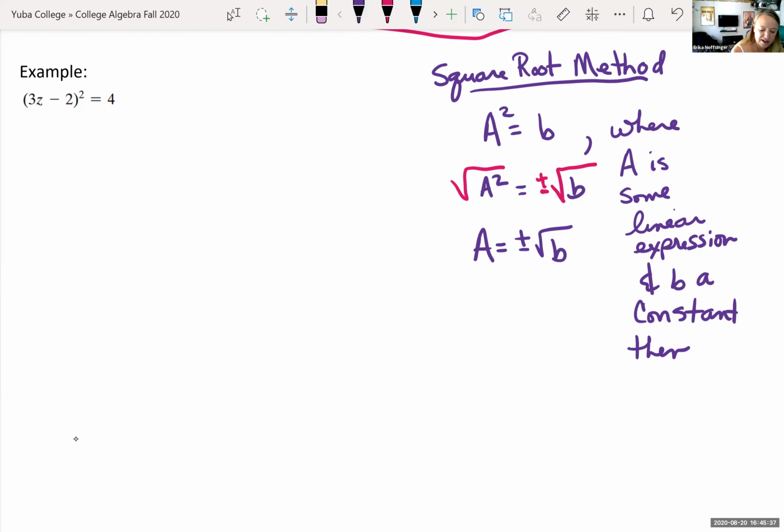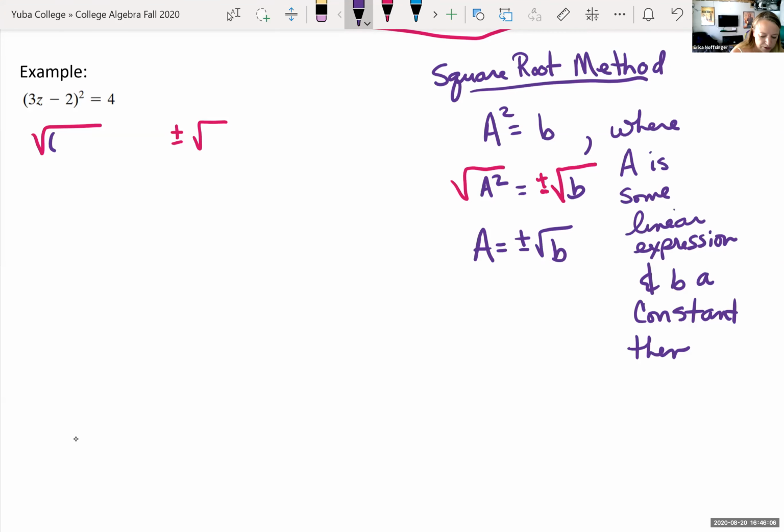And if it's not in this form, but could be manipulated into this form, so sometimes maybe this had been (3z minus 2) squared minus 4 equals 0, well, we can manipulate this by isolating the quantity squared by adding 4 to both sides. So sometimes we can quickly manipulate it to use that square root method. So let's take the square root of both sides.